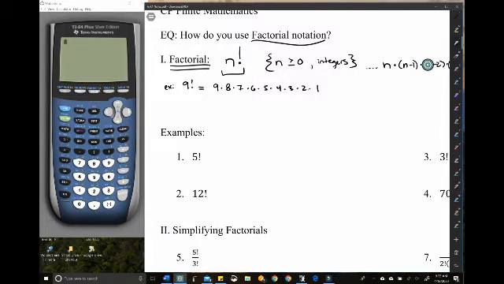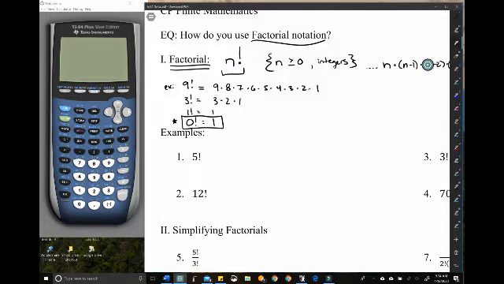So 9 factorial, 9, 8, 7, 6, 5. Something like 3 factorial, pretty self-explanatory, hopefully: 3 times 2 times 1. 1 factorial, just 1. And here's a little trick. 0 factorial is 1. What? 0 factorial, you would think it would be 0, but the key thing is it is 1. So 0 factorial is 1.